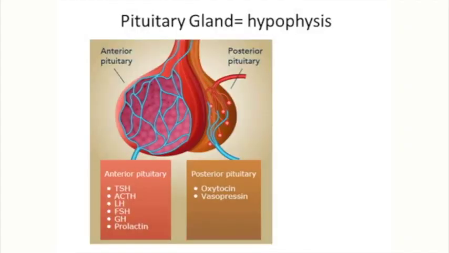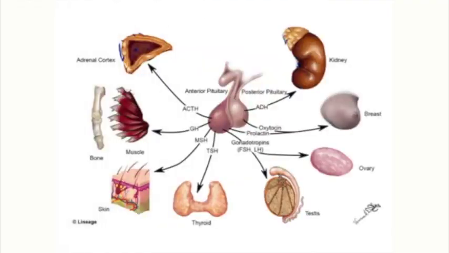In this slide, you can see the two parts of the pituitary, anterior and posterior, and the hormones secreted by both. Again, we're only going to focus on FSH, follicle stimulating hormone, and LH. In this slide, we can also see the target organs for these hormones, and we can understand how the anterior pituitary is considered a master gland. It's able to control the thyroid, the testes, the ovaries, and even the adrenal cortex, which are the adrenal glands found over the kidneys.